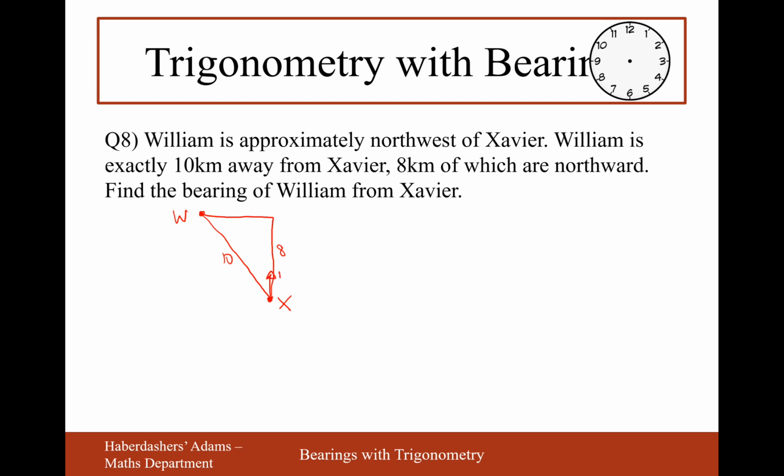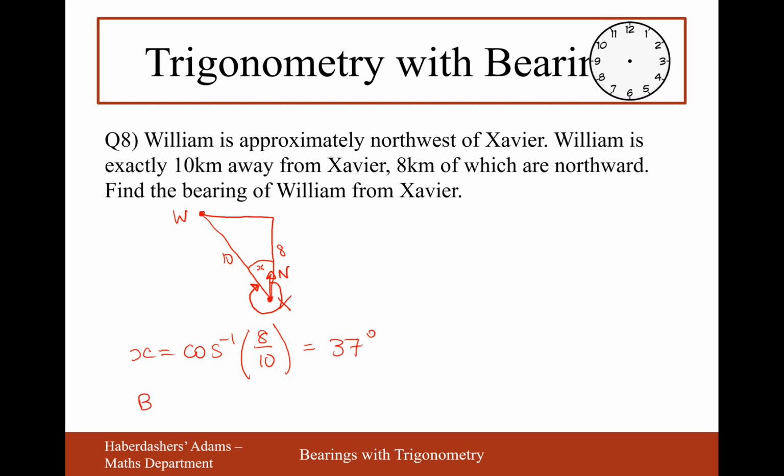So it's from Xavier, so I'm going to start with the north line of Xavier, and I'm going to rotate round clockwise until I get to my line to go towards William. So the angle that I'll work out using trigonometry will be this angle inside here, and then I'll do 360 minus my angle. So x here is going to equal cos inverse of 8 over 10, because we have the adjacent and hypotenuse sides. So cos inverse 8 divided by 10, and that will give me 37 degrees roughly.